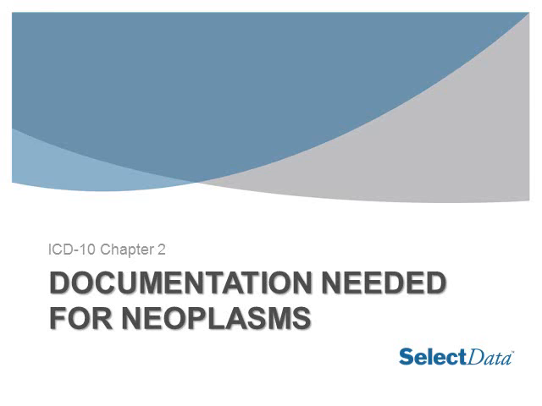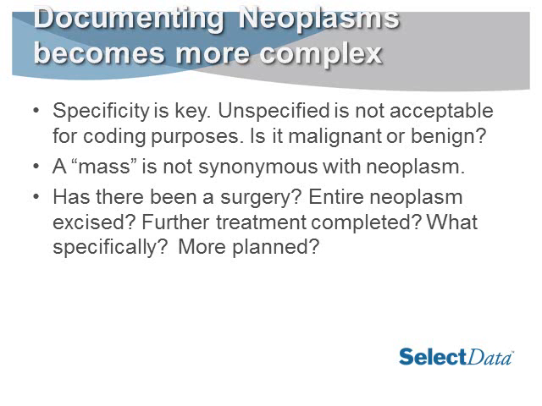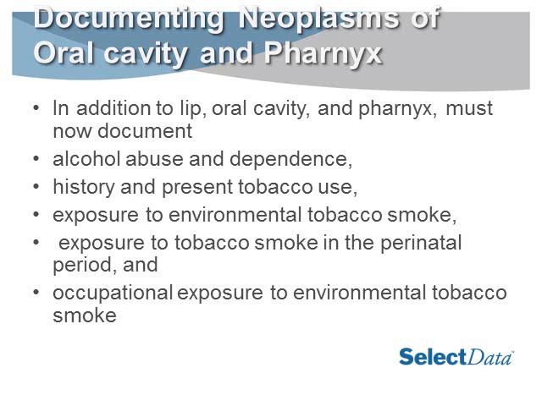Now, when you're documenting in Chapter 2 for neoplasms, it's become much more complex in ICD-10. Again, specificity is key. Unspecified is not acceptable for coding purposes. We need to know, is it malignant or benign? And always remember, a mass is not synonymous with a neoplasm. So we need to know, has there been a surgery? Was the entire neoplasm excised? Is there further treatment planned, or is it completed? What specifically was done, and is more treatment planned?